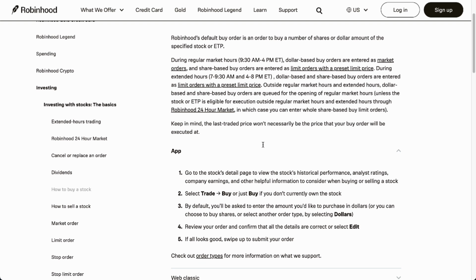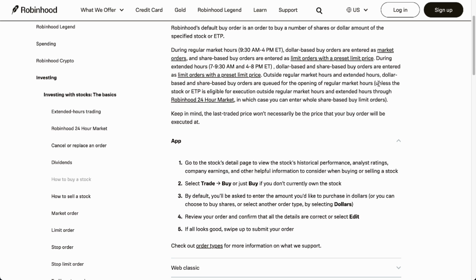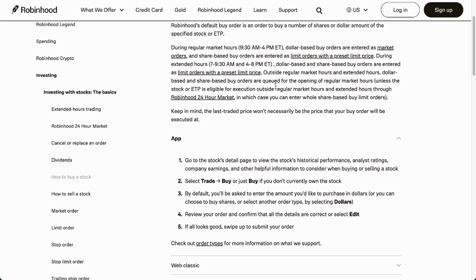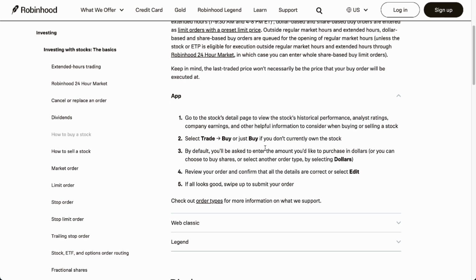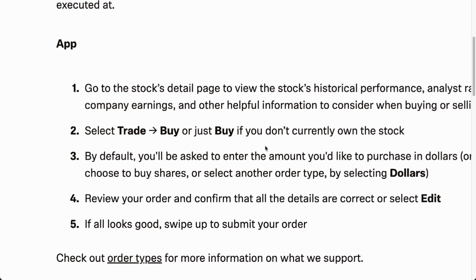Basically, to just invest, it's pretty simple. According to them, all you have to do is wait for the regular market hours, which are 9:30 a.m. to 4 p.m. ET. You can set a limit order, or a preset limit price for that, and you can also place market orders. It's really simple. You have to go to the stock detail page and look at the historical price and analysis of the company.